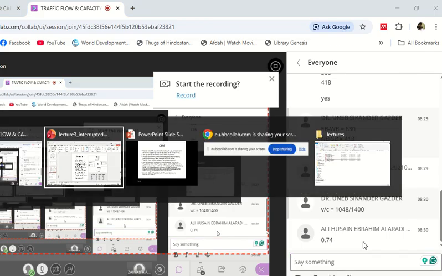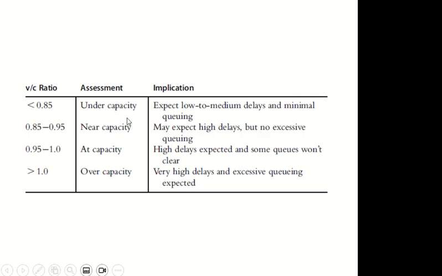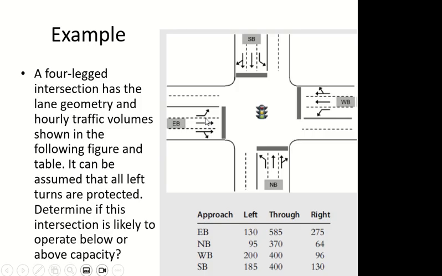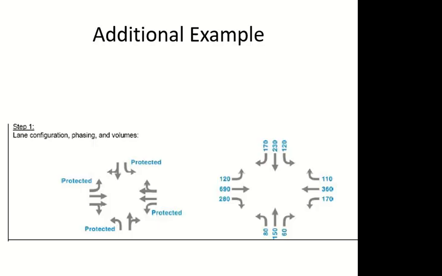So if you go to the table, we are under capacity, and the delay will be towards the lower side. So this is the situation here. Then we have this particular example, it's very similar to the one which we had earlier.